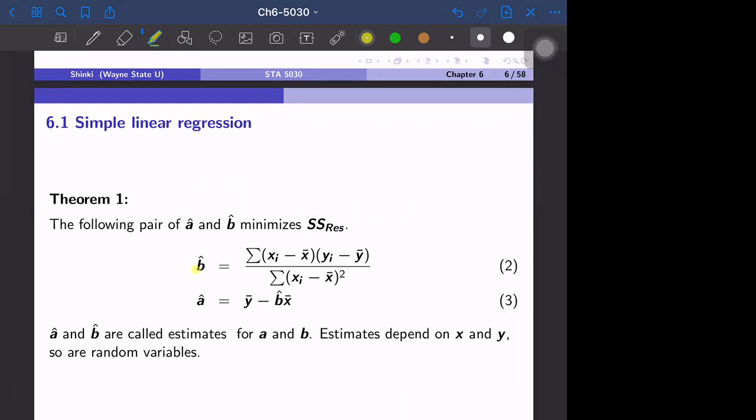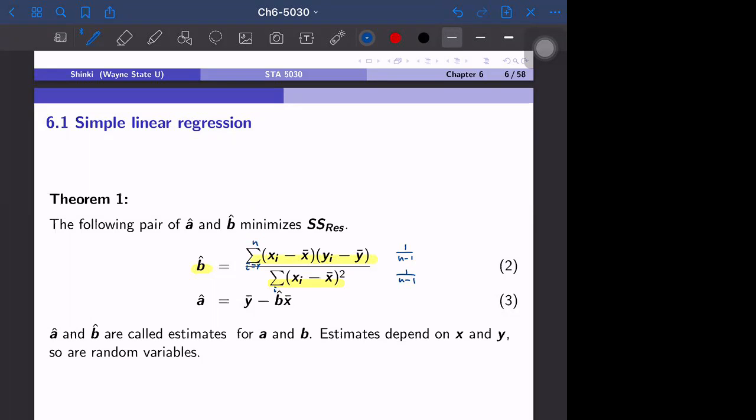So beta hat is estimated by summation, from i equal to 1 to n, and this is also a summation over i of this term. The numerator is similar to the formula for covariance, and the denominator is the formula for variance. You can even put 1 over n minus 1 on both numerator and denominator. So covariance over variance, that is B hat.